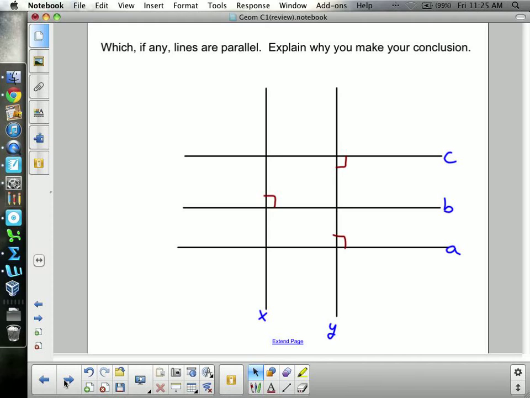This is an interesting problem. Which lines, if any, are parallel in this picture? Looks like we got a whole bunch of them, but I'll tell you this, we do not. A and B, how are they parallel? They both have right angles, but A is perpendicular to Y and B is perpendicular to X. Not perpendicular to the same line. A and C, why?